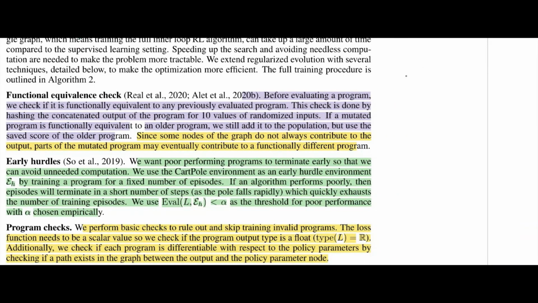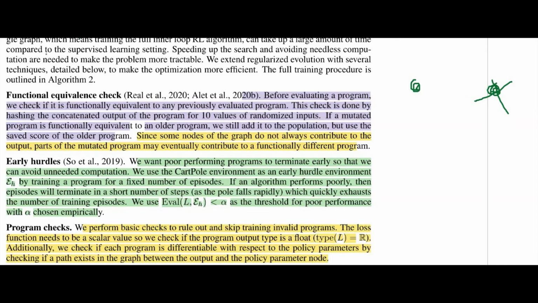If I have one computation graph, and this is another computation graph, and both of these are functionally equivalent, I mean basically they represent the same function, I will not use this one. I mean, they do use it, but sort of not really. They add it to the population, but use the saved score of the older program.